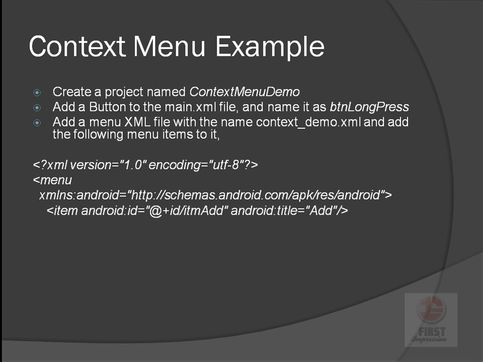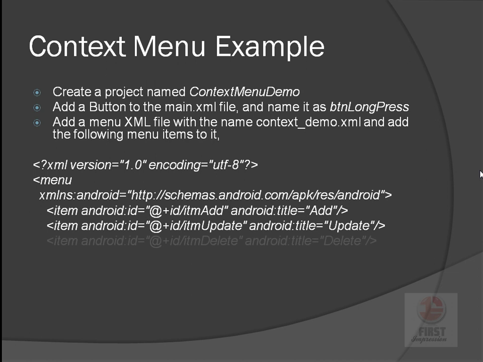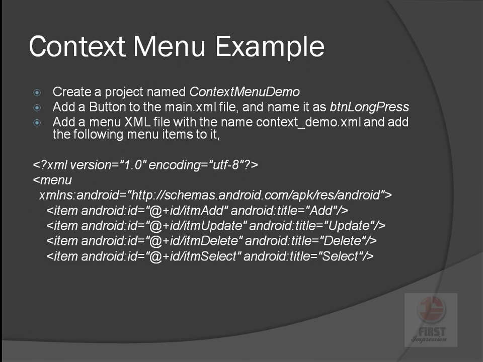You have the item. Now, a context menu does not have icons. That is why you will have item, android:id equals to itmAdd, and title equals to Add. You can have icons over here and they will be displayed, but for the sake of simplicity, we have just given the ID and the title. I have the other items of update, delete, and select. So you have four items over here. All the items have the IDs add, update, delete, and select, and the names add, update, delete, select. So far so good.